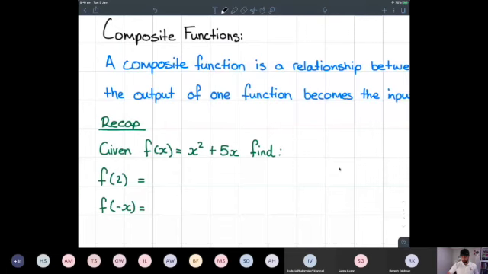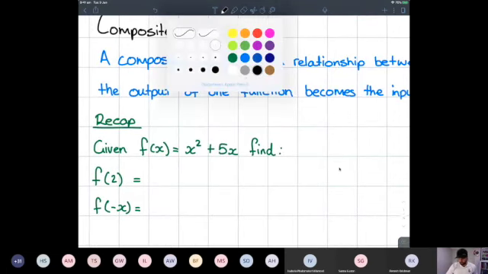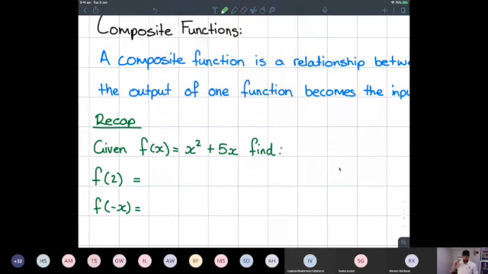So just quickly, let's recap, let's go light green. Given the fact that f of x is equal to x squared plus 5x, we've done a lot of substituting before. So we can substitute f of 2 in there, and we know that means every time you see an x value, just replace it with 2. So we end up with 2 squared plus 5 lots of 2, and that was equal to 14. And that was from one of our examples yesterday.